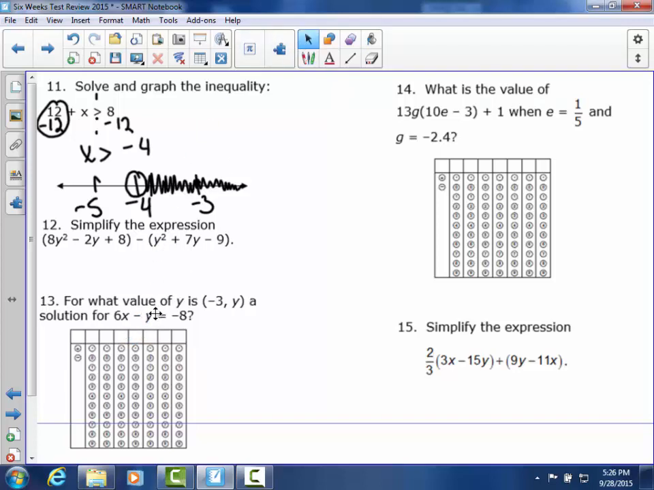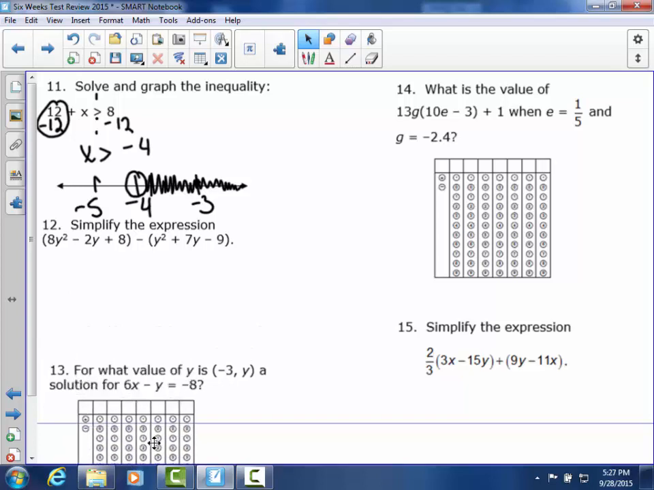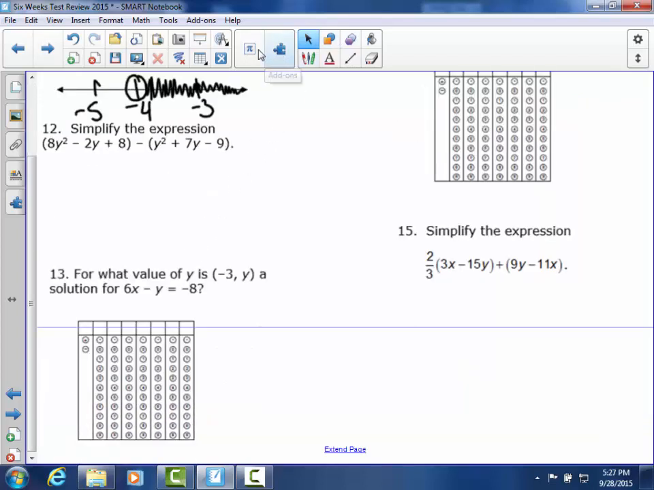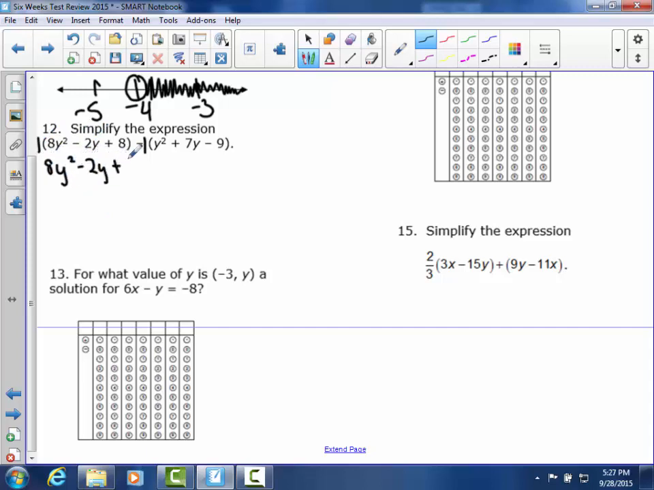Okay, next up, simplify the expression. So, we know when we're simplifying, we need to get rid of parentheses. There's an understood +1 here and an understood -1 here. So when we multiply by 1, nothing changes. So we have 8y squared minus 2y plus 8. But if we multiply by -1, all of our signs change. So that's -y squared minus 7y plus 9. Now we have no more parentheses.